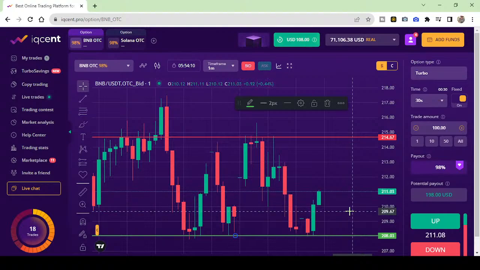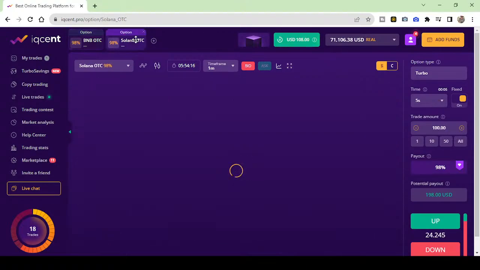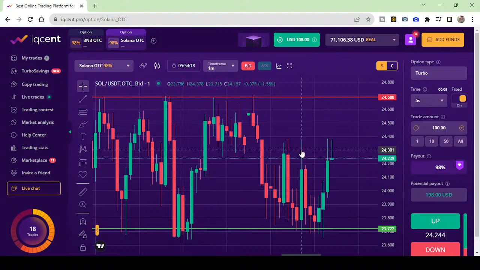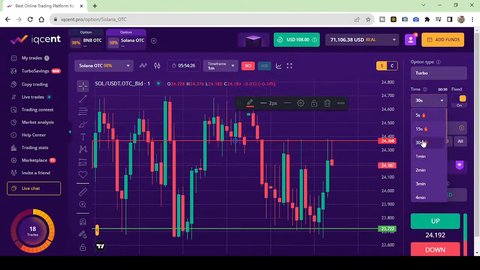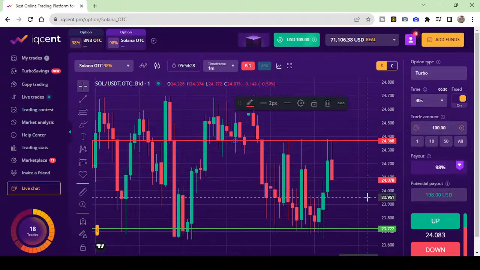Now let's check Solana. The area up here we might be able to trade if we get up there again. I will just trade a couple more minutes and I will call it quits.